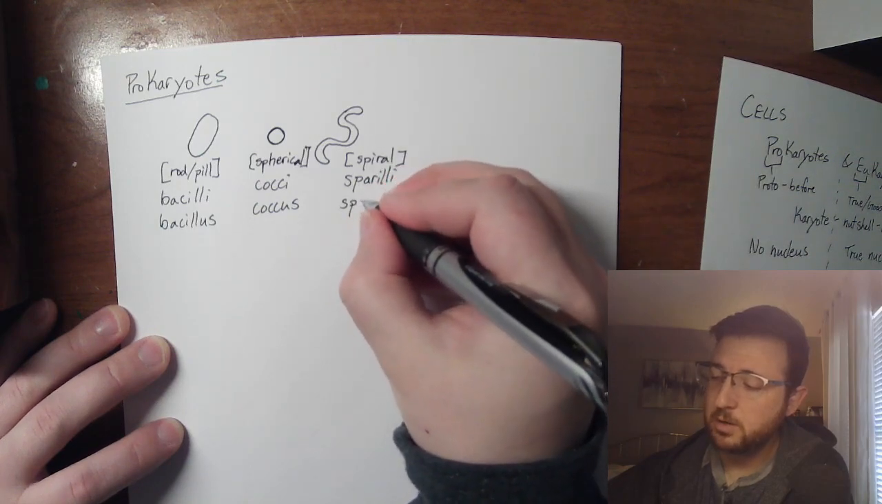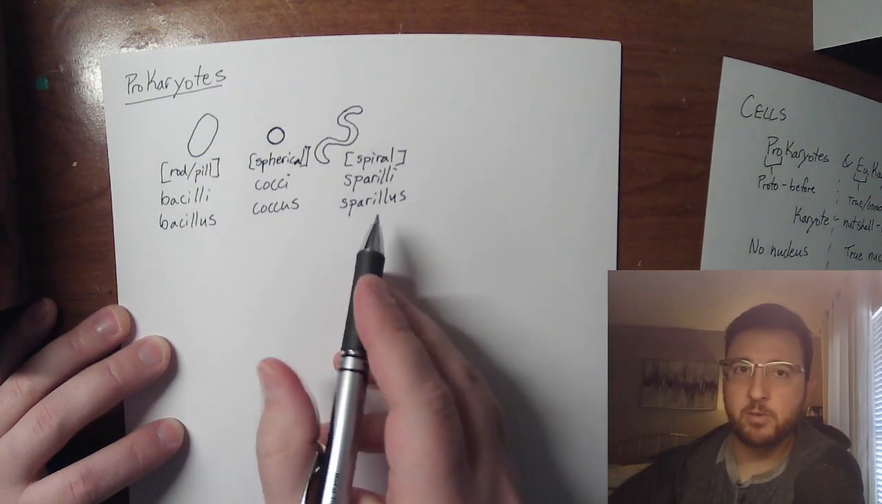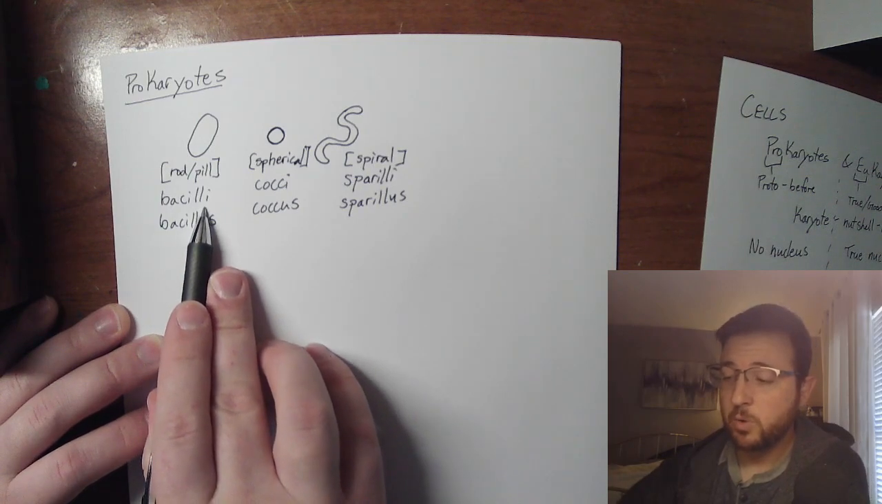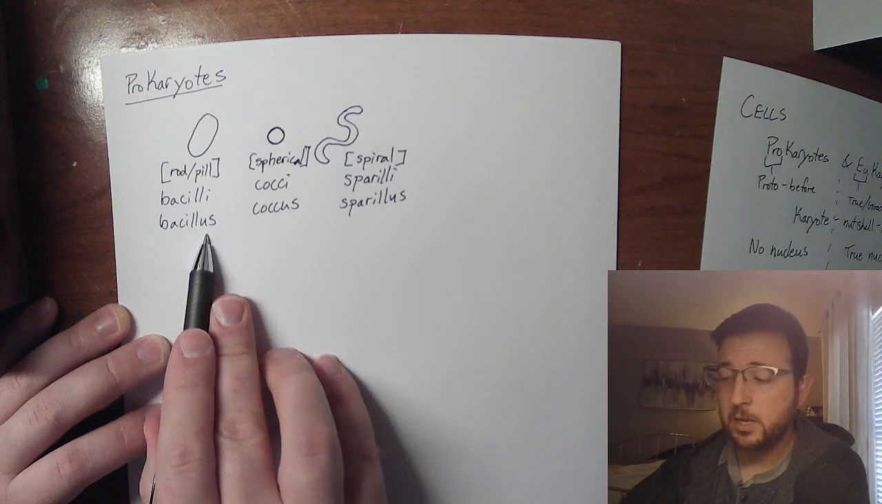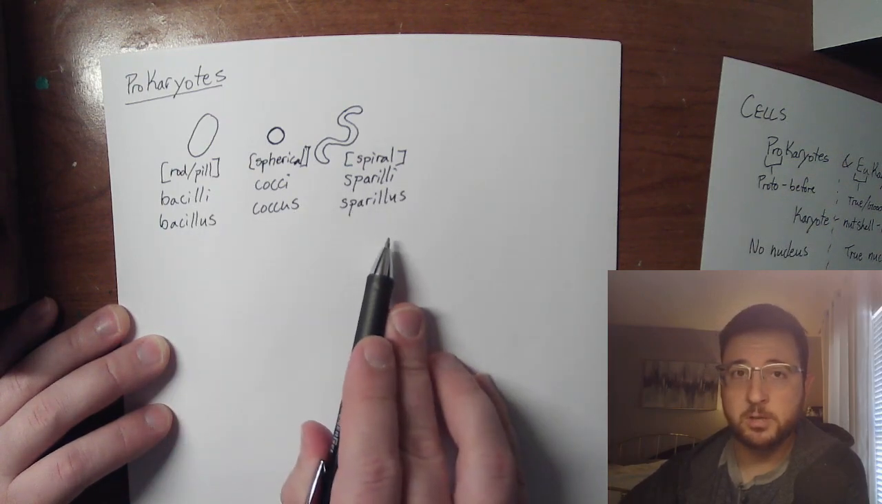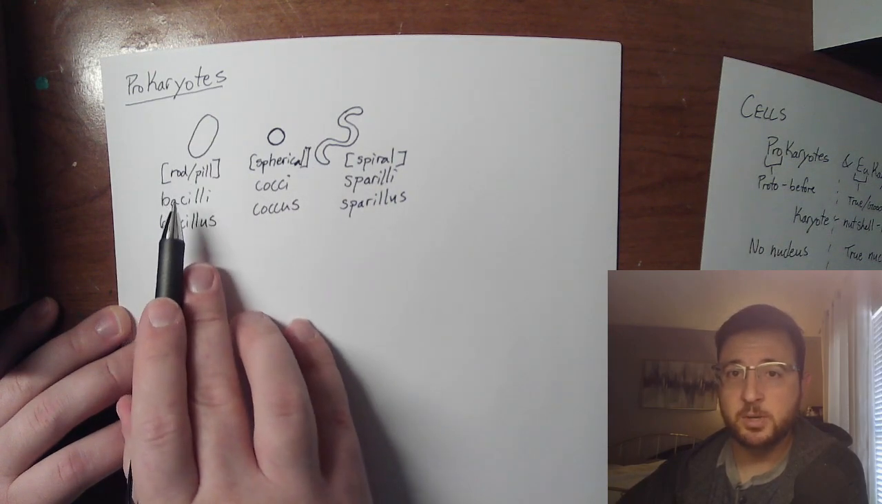Or singular, spirillus. So hopefully you've seen this pattern, right? Because these are Latin roots, these are Latin words, we're using i for plural and us for singular. And all of these words do that. Okay, so these are the 3 common shapes of bacteria.